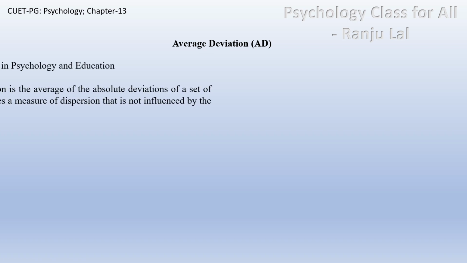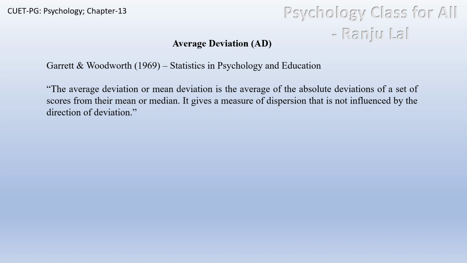We'll see the definition given by Garrett and Woodworth in his book Statistics in Psychology and Education. The average deviation or mean deviation is the average of the absolute deviation of a set of scores from their mean or median. It gives a measure of dispersion that is not influenced by the direction of deviation.